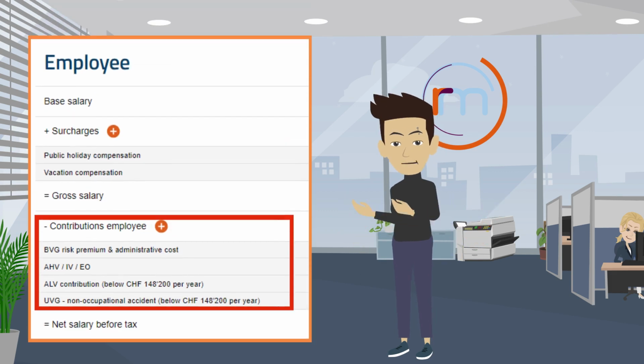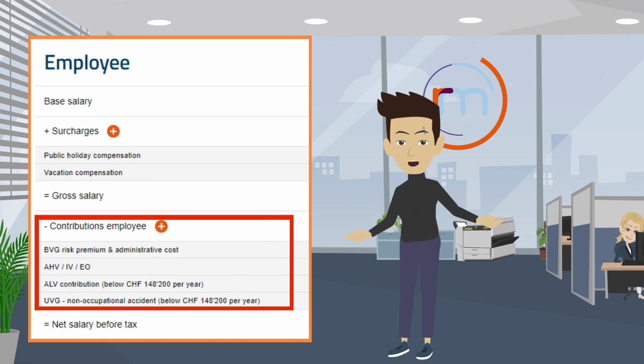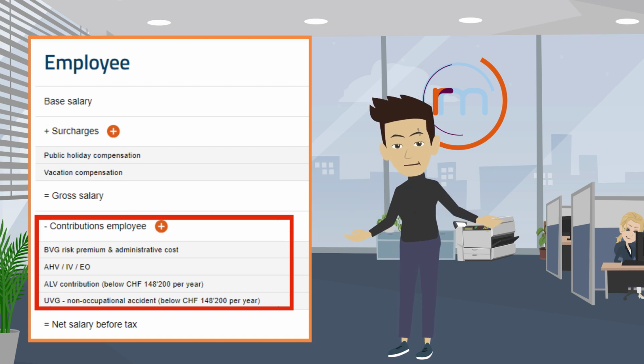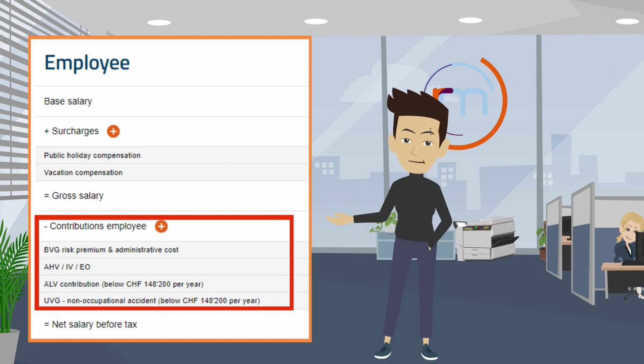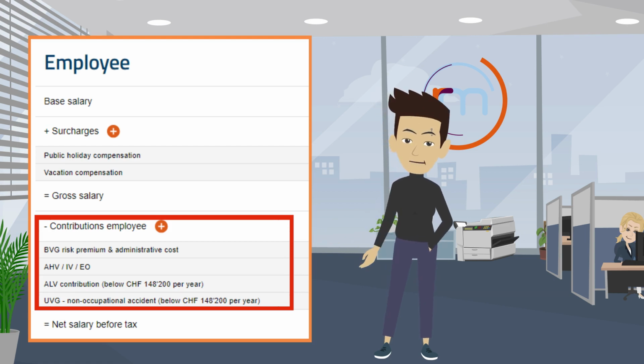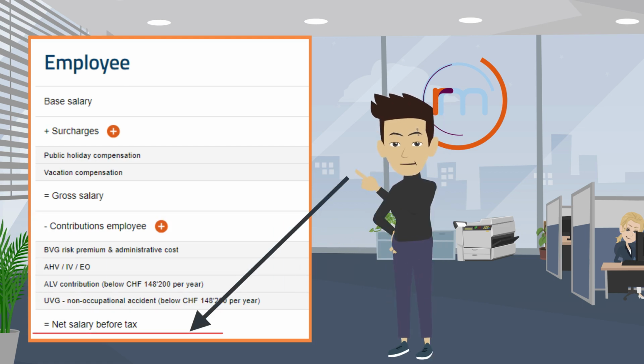As you can see, there are also some deductions from your gross salary. There are again social insurance and pension fund contributions, but much less than in the employer section. If you are subject to source tax, you will find that the source tax is deducted from the net salary before tax. The net salary after tax is what will finally be transferred to your bank account.